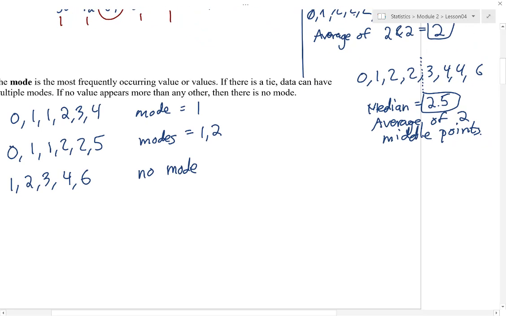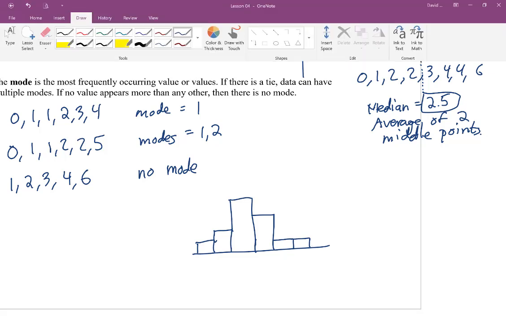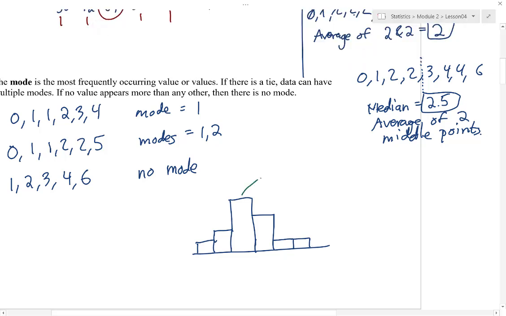Mostly when we do refer to mode, it's in reference to a histogram that we saw in the last lesson. The mode in a histogram is easily identifiable. It's simply the highest bar. It's the mode, or modal class if you have intervals. If that's the interval, 20 to 29, then 20 to 29 is the modal class, even though there might not be a mode in that data.